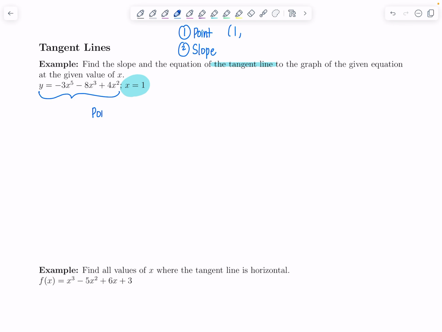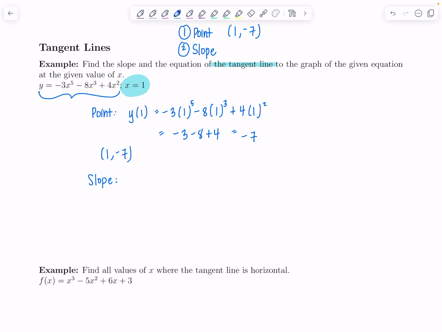So to get the point, I need y of 1, which is negative 3 times 1 to the 5th is 1, minus 8 times 1 cubed is 1, and then plus 4 times 1 squared, which is 1. So this is what? Negative 3 minus 8 plus 4, negative 11 plus 4, negative 7. So my point is at 1 comma negative 7. All right, very good. Now I need the slope.